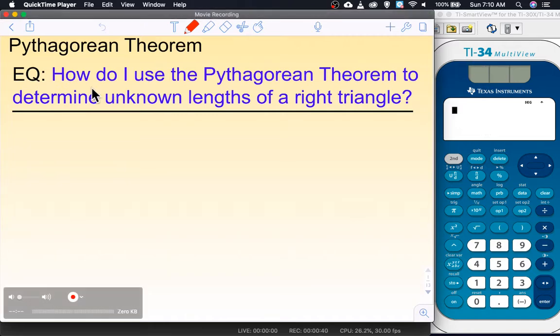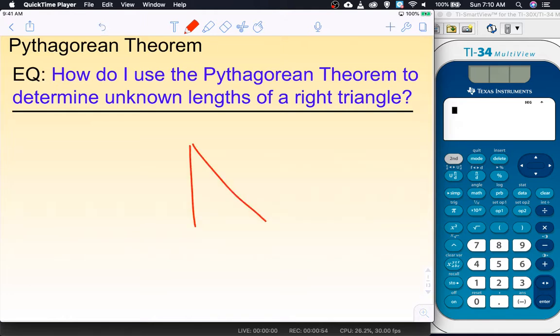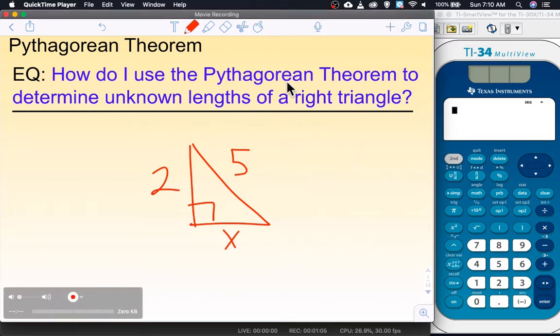So first off, how do I use the Pythagorean theorem to determine unknown lengths of right triangles? Really, that is the whole point behind the Pythagorean theorem: if you have a right triangle, and I know 2 out of the 3 sides, we can use this Pythagorean theorem to find out how big the third side is. Some caveats: it has to be a right triangle, guaranteed 100%. If it's not a right triangle, you cannot use the Pythagorean theorem.